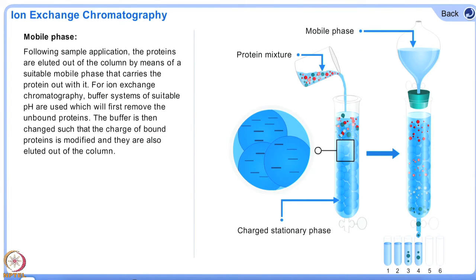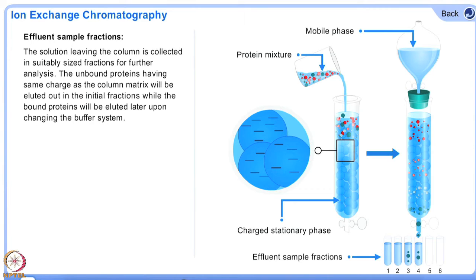Mobile phase. Following sample application, the proteins are eluted out of the column by means of a suitable mobile phase that carries the protein out with it. For ion exchange chromatography, buffer systems of suitable pH are used, which will remove the unbound proteins. The buffer is then changed such that the charge of the bound proteins is modified and they are also eluted out of the column.